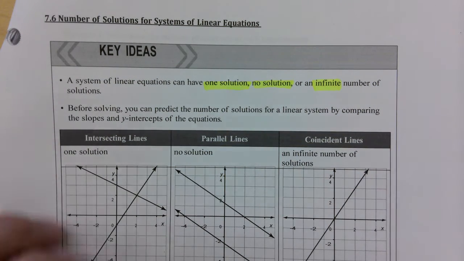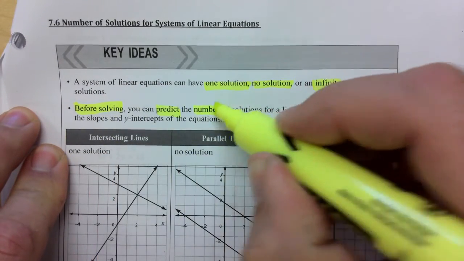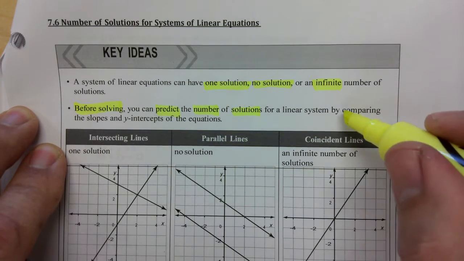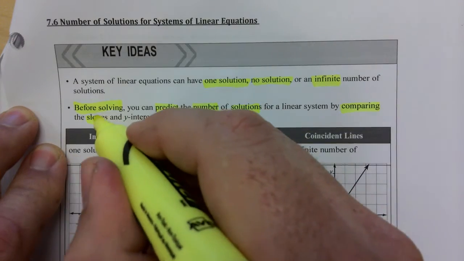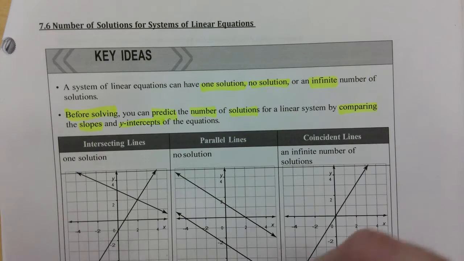Before solving, you can predict the number of solutions for a linear system by comparing the slopes and the y-intercepts of the equations. For the most part, 99.9% of the time, you just have to worry about the slope, not necessarily the y-intercept. There's only one instance where you need to worry about the y-intercept.